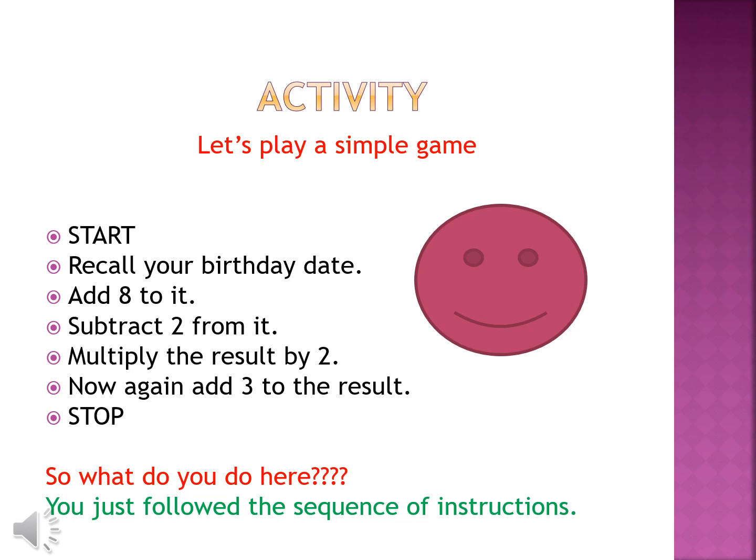Now, add 8 to it. Subtract 2 from it now. Multiply the result by 2. Now, again add 3 to the result. And now stop. So everybody has got some answer, as everybody has a different birthday date, right?